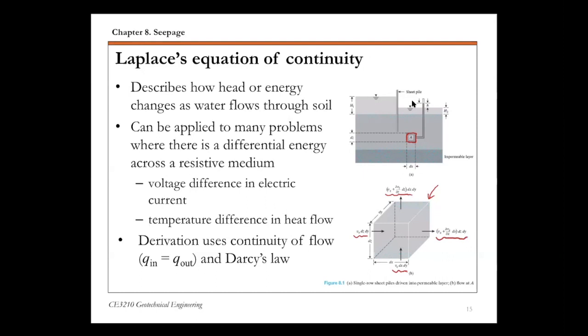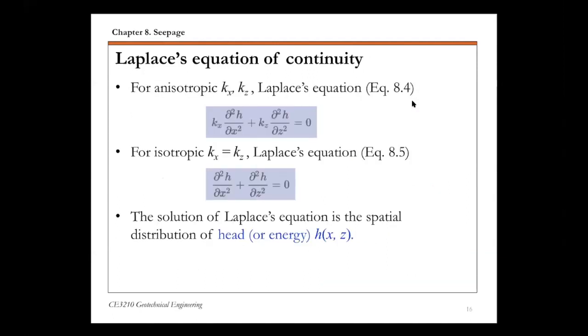So you use continuity of flow and then use Darcy's law, and you can get the Laplace equation of continuity. Again, I'm skipping some details here, but it's really very straightforward to derive this. But this is what the Laplace equation of continuity looks like for our seepage problem, for anisotropic soils, where you have different permeability or hydraulic conductivity in the horizontal and vertical directions, X and Z. And this is what the Laplace equation looks like for anisotropic media.